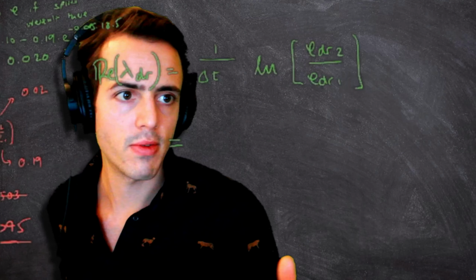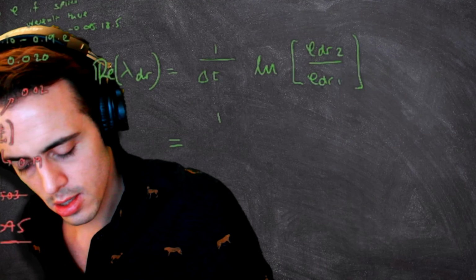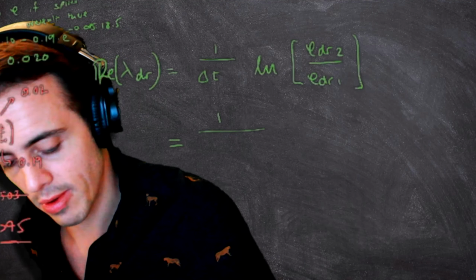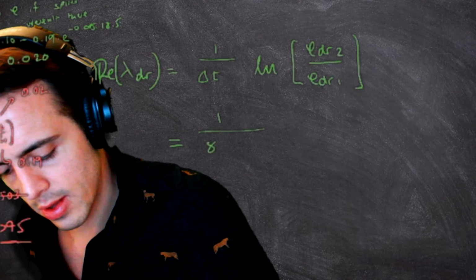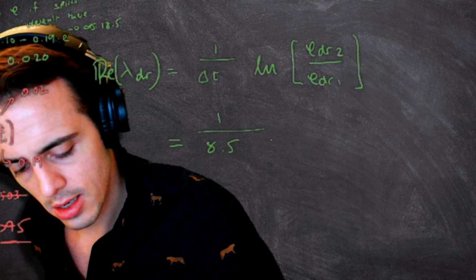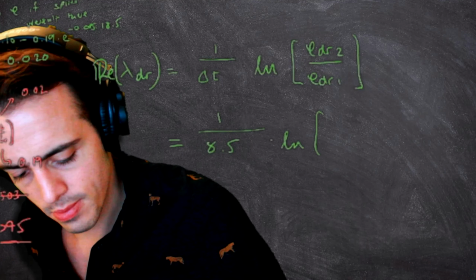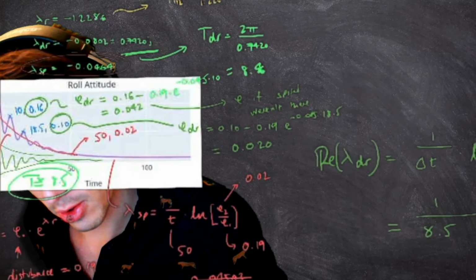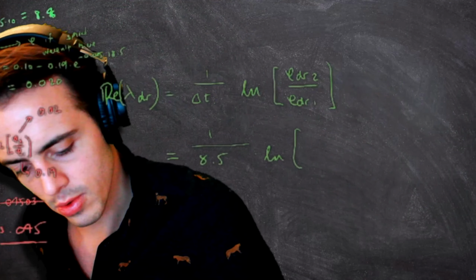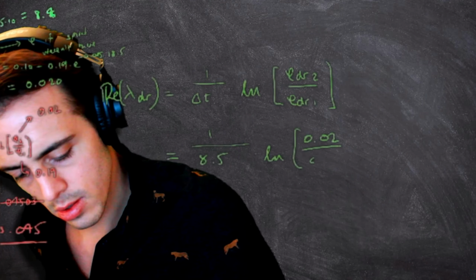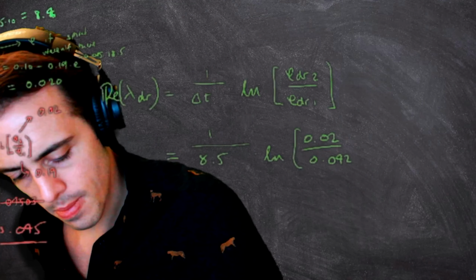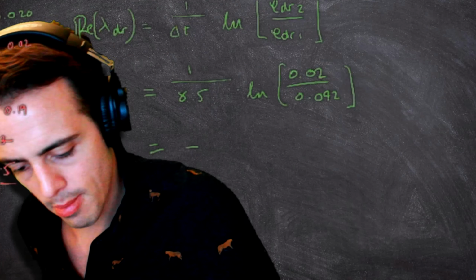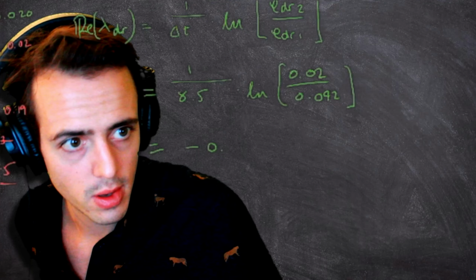So the time difference is going to be 1 over, and for this it's just going to be 1 period for this example that we've got, which we said was 8.5, multiplied by the natural logarithm of 0.02 divided by 0.042. If you do this, you'll end up with a number that's pretty close to minus 0.87.